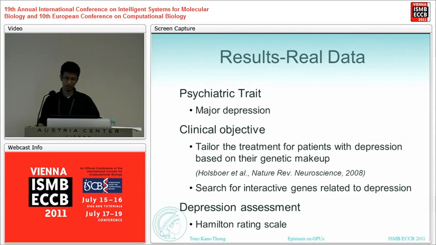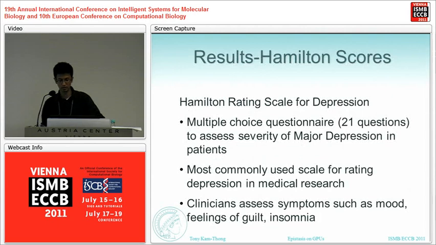The next step that we did was to apply it to real data. Working at the Psychiatric Institute, we came across this psychiatric trait from major depression. The overall clinical objective, as most of these genetic studies involve, is to tailor some kind of treatment for patients with major depression based on their genetic makeup. The depression assessment that we used in this case was the Hamilton rating scale. So what is a Hamilton rating scale?